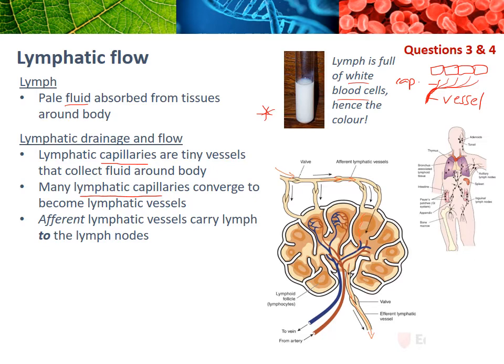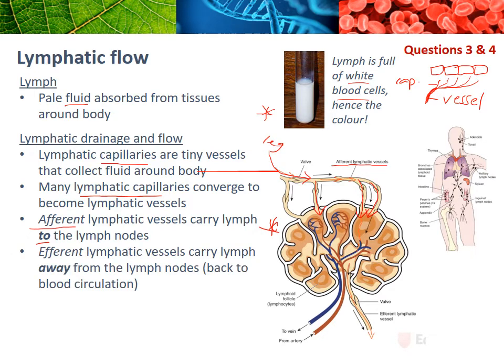Lymphatic vessels that travel to lymph nodes are called afferent lymphatic vessels. If we look at this picture here, this is a lymph node, and you'll see we've got an afferent lymphatic vessel. So let's say this is your leg, and the lymph is flowing into the lymph nodes through these afferent vessels. They'll come through here and go into a lymph node.